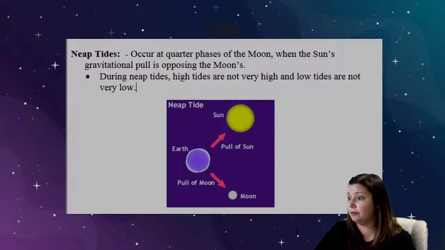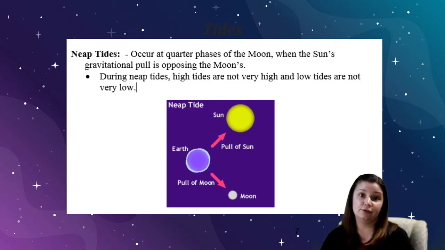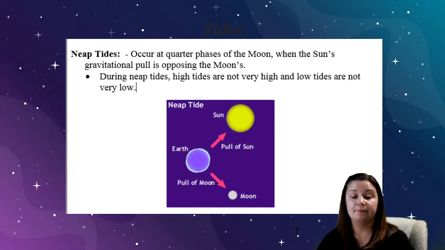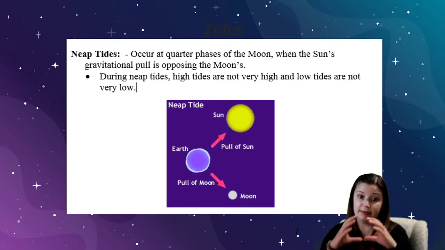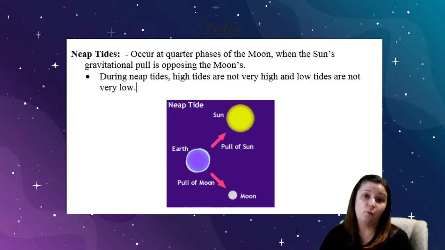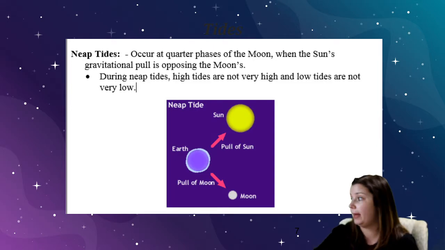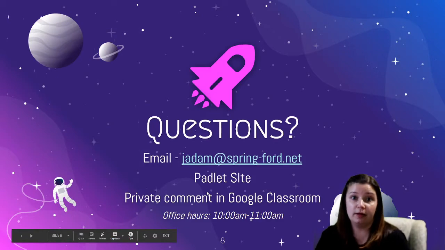Now, its counterpart, the neap tide, occurs during the quarter phases, so first quarter and third quarter, okay? And this is where there's not much of a tide at all, okay? And that's because the sun and the moon are tugging on the ocean in opposite directions, so they essentially cancel each other out. It's like adding a positive to a negative number. So your high tides, not very high, your low tides, not very low, okay? And it ends up being just a very small, subtle change in the water level on those particular days, okay? And again, that's all about the phases, the pull of the sun and the moon.